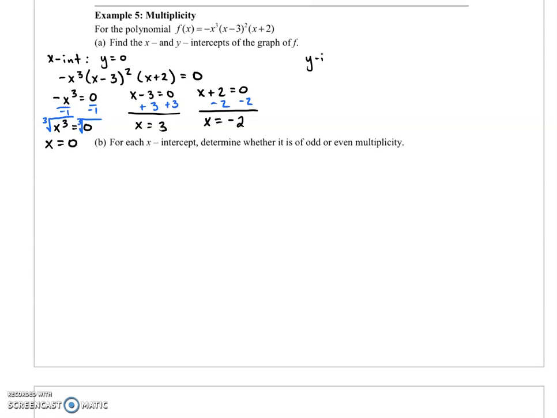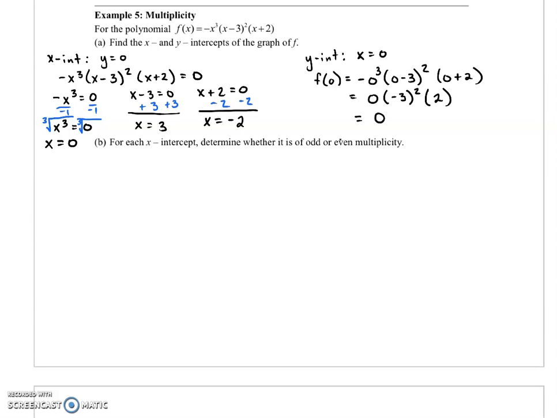To find the y-intercept, we just plug 0 in for x. So we're essentially finding f of 0, which means negative 0 cubed times 0 minus 3 squared times 0 plus 2. So that's 0 times negative 3 squared times 2, which is just 0.